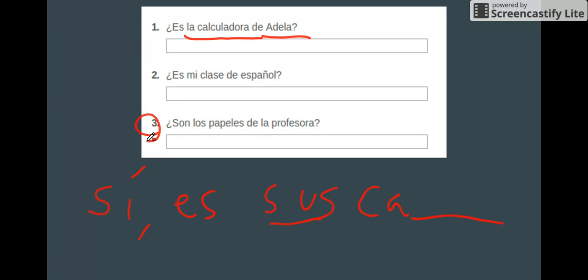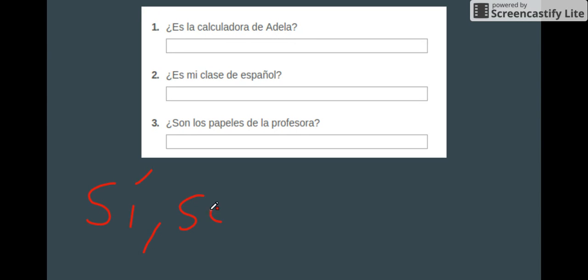For the second one, we'll do the third one here. ¿Son los papeles de la profesora? It would be sí, son sus papeles. Mainly because papeles is a plural noun.